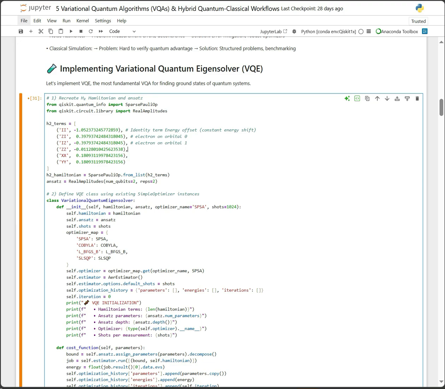This is the interaction between the electrons. Notice that's why it's a double Z between electrons. And here I got quantum exchange terms that are purely quantum mechanical.